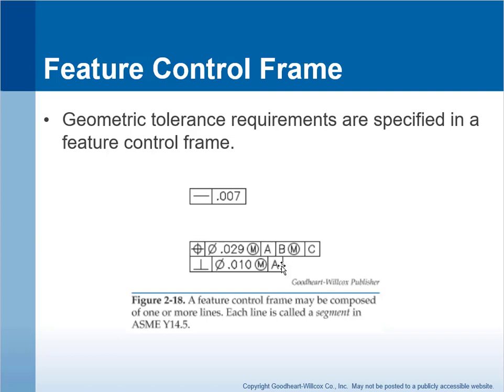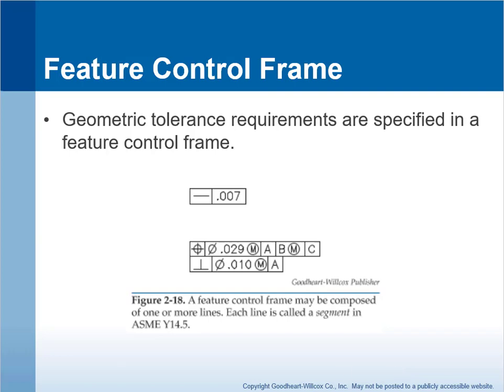These are datum references: datum A, datum B with a modifier, and then datum C. On the lower line is a perpendicularity tolerance. We have a perpendicularity within a diametral-shaped tolerance zone. The size of that tolerance zone is 10 thousandths, 0.010. There's a modifier on it and then a datum reference. So the basic components of your feature control frame are the geometric tolerance symbol, tolerance, and datums.